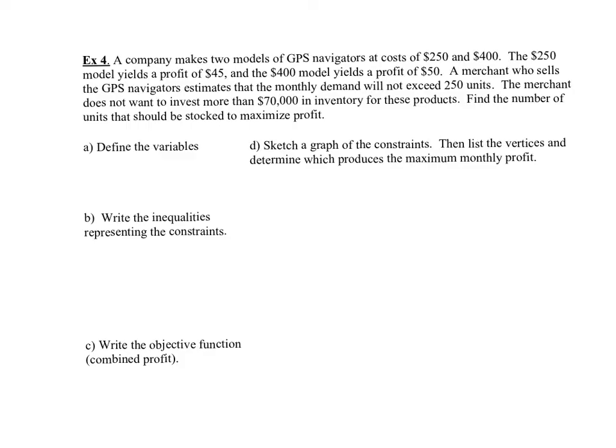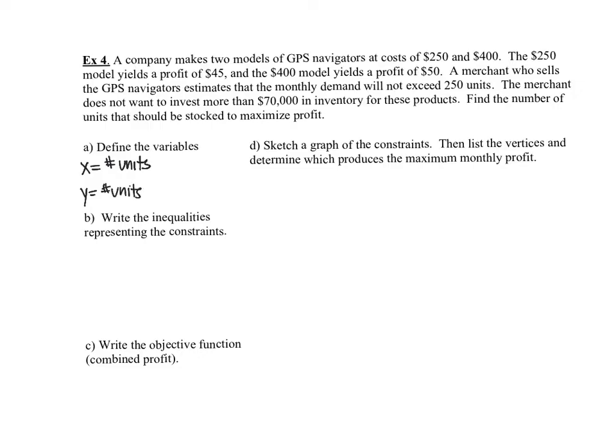Okay, now the first thing it is asking me for is to define the variables, meaning which one do you want to make X or Y? There's no right way to pick X or Y, it's up to you. But if you look at the question, it normally tells you what you're trying to find. I'm trying to find the number of units that should be stocked to maximize the profit. So X and Y are both going to be the number of units, but then I just have to remember the units of what?